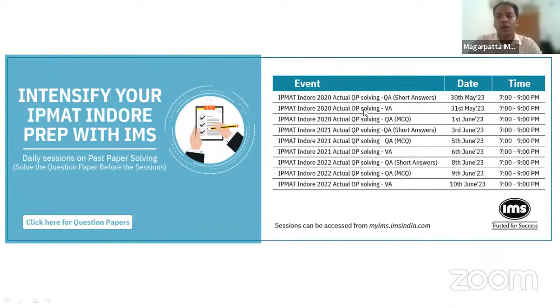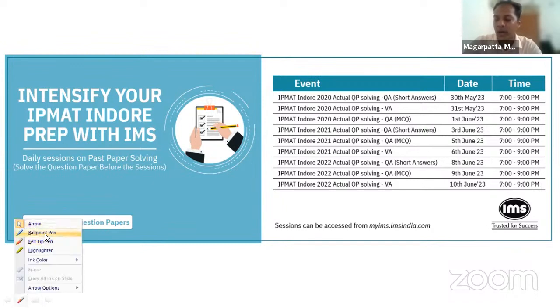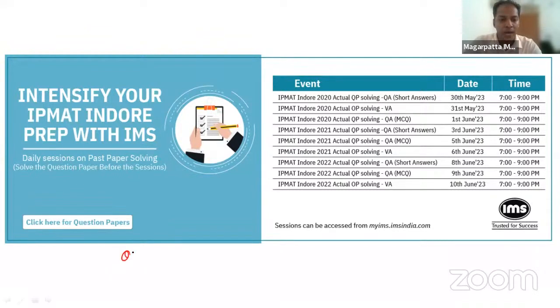Now, as compared to 2020, what is your take about this paper? What do you feel as compared to the 2020 paper? How was this paper? Before we start with the session, QA short answer 2020 versus QA short answer 2021. Did you find that easy or difficult while you were solving it? Then we'll see at the end whether it was so.